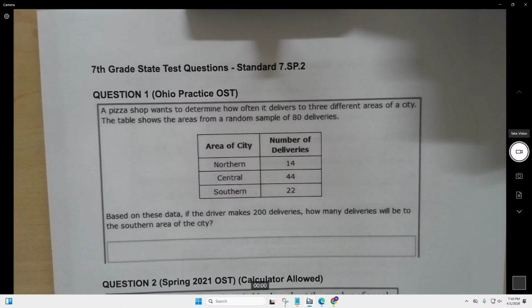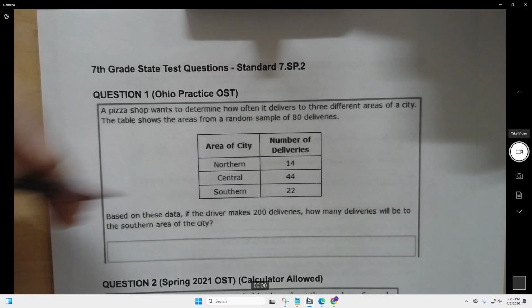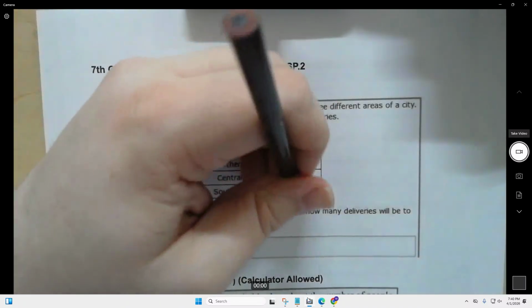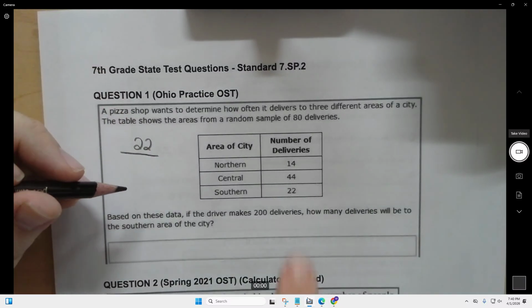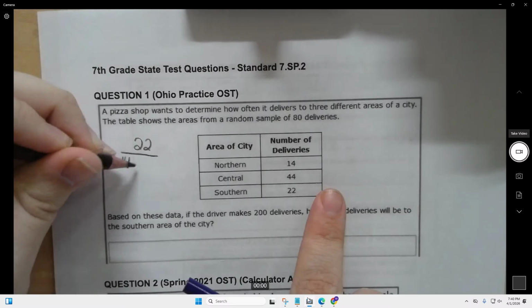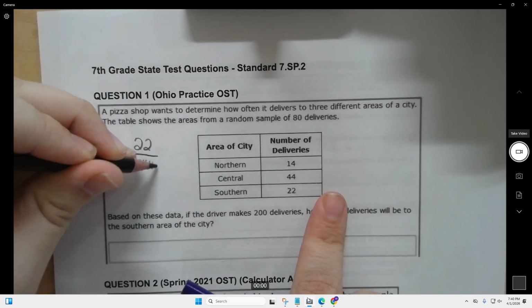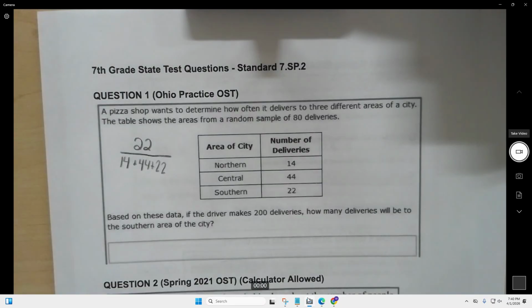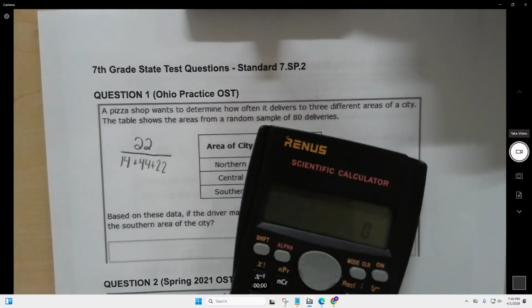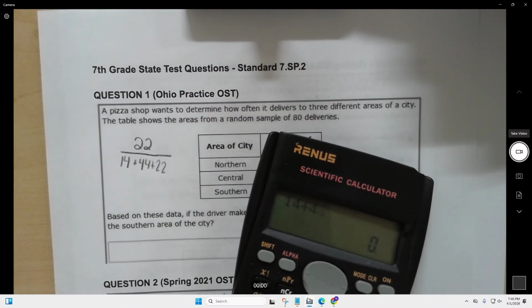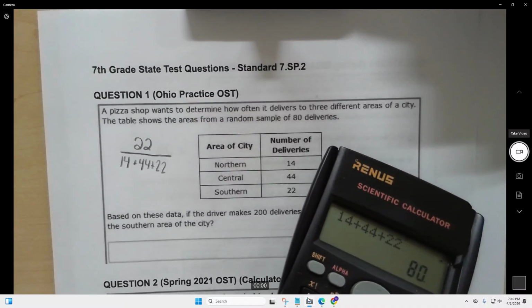Okay, so here's what we want to do. First, we want to find out what percent of deliveries went to the southern area. So how are we going to do that? We're going to take 22, and divide it by how many total deliveries were made. So 14 plus 44 plus 22. I'm going to assume we have a calculator for this, so we're running with the calculator. 14 plus 44 plus 22 is 80.